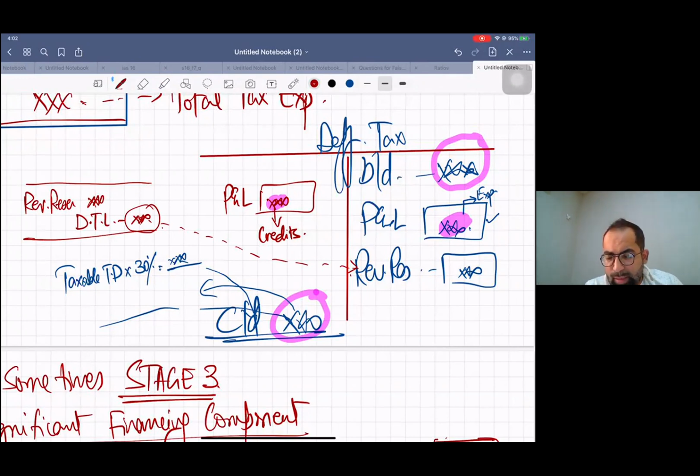Okay, and then you need to calculate the balancing number of PNL.